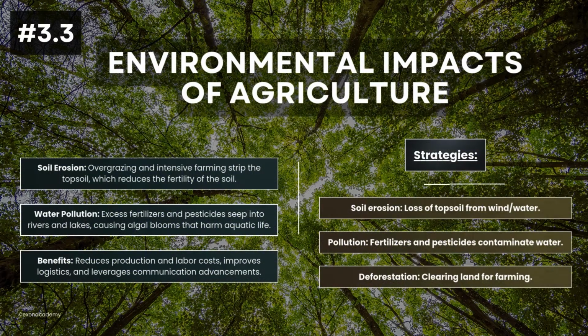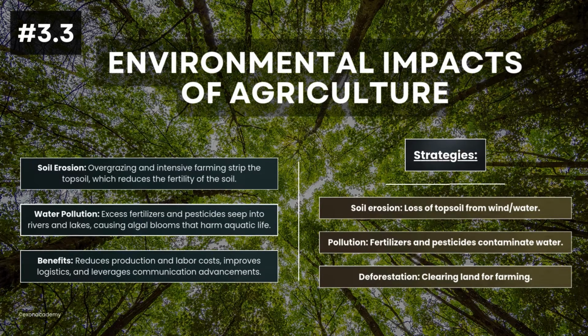Chapter number 3.3, Environmental Impacts of Agriculture. While agriculture feeds the world, it also affects the environment. Here are three major impacts. Number 1, soil erosion. Overgrazing and intensive farming strip the topsoil, reducing fertility. Then comes water pollution. Excess fertilizers and pesticides seep into rivers and lakes, causing algal blooms that harm aquatic life.